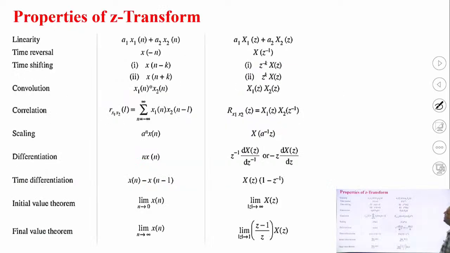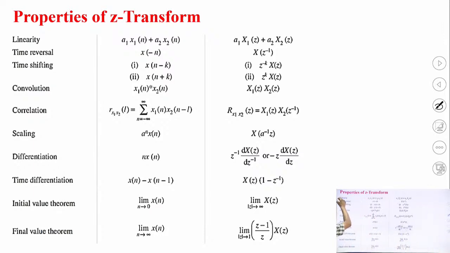Now we will see the properties of the Z transform. The properties are similar to what we have already seen in the case of the Laplace transform, DTFT or CTFT. But because the Z transform is applicable to discrete time signals, you can say these similar types of properties you have seen in the case of DTFT also.